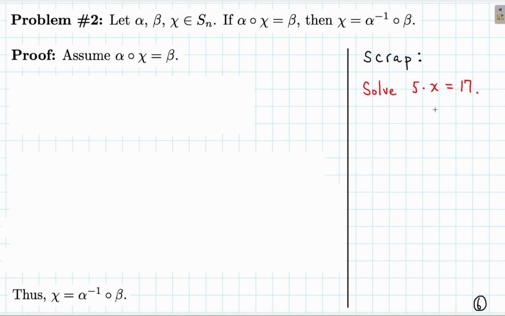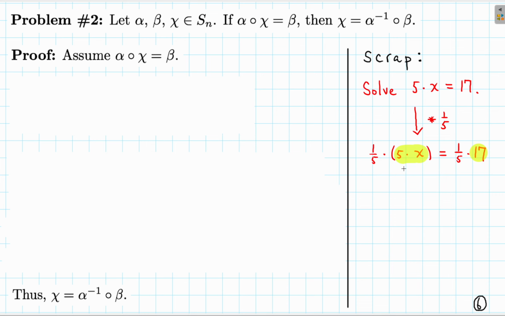Well, we would divide both sides by 5, or let's use multiplication. Multiply both sides by 1/5. And so if we do that, let's see what we get. So we'll multiply both sides by 1/5, and we get the following: 1/5 times 5 times x is equal to 1/5 times 17. So here was the original equation, 5x equal to 17, and notice how we multiply both sides on the left by 1/5.